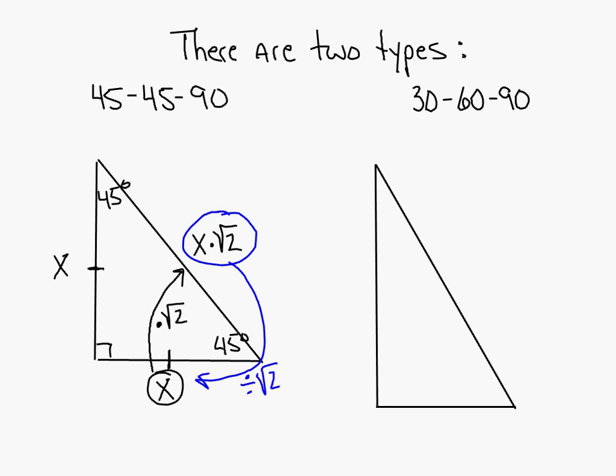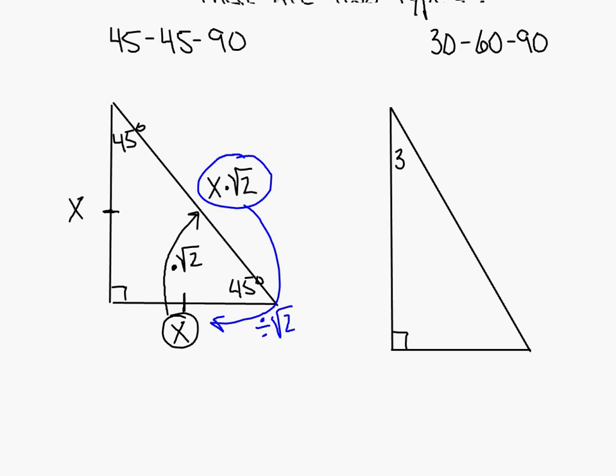All right, in the 30, 60, 90, let's make that the 30-degree angle, and this will be the 60-degree angle. The side opposite the smaller acute angle is the short leg, so we'll call it L. In a 30, 60, 90 right triangle, the hypotenuse is always twice as long as L. So it's going to be L times 2.